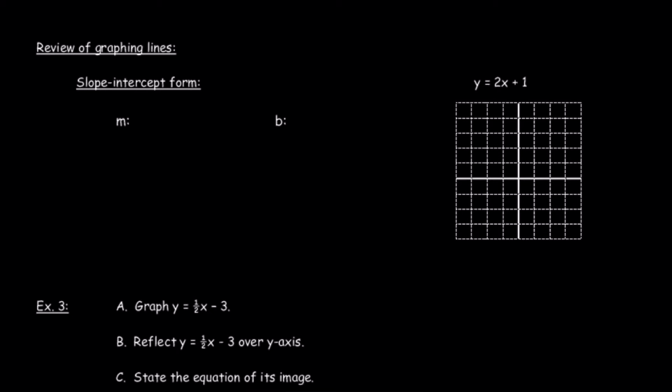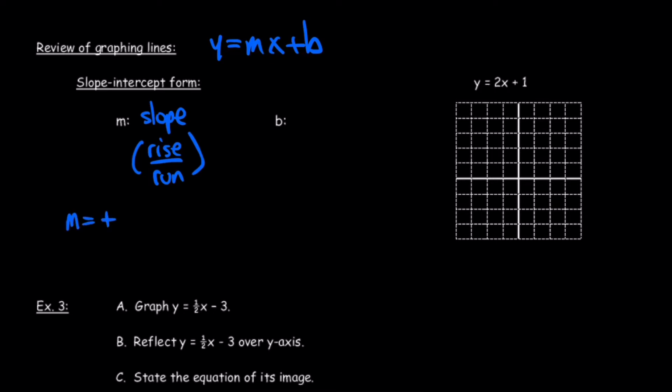Then we're going to use our old friend, the slope-intercept form. Remember this? Y equals mx plus b, where m is slope. And I want you to think of slope as rise over run. And remember, if your slope is positive, that's an uphill line, looks like that. Or if your slope is negative, that's a downhill line, looks like so. And b is called the y-intercept. It's where the line crosses the y-axis.